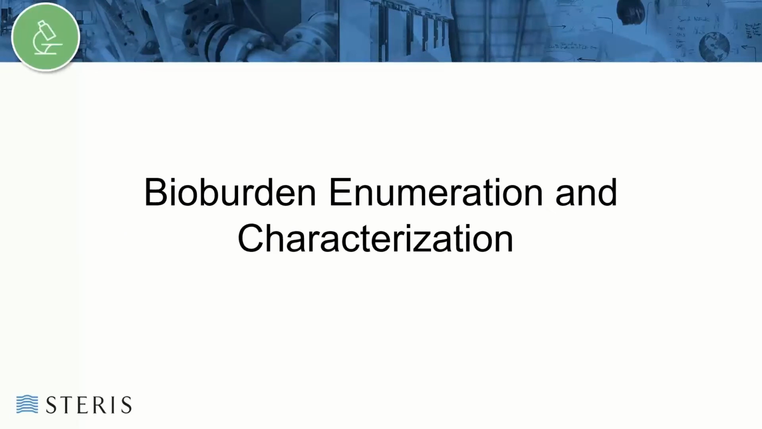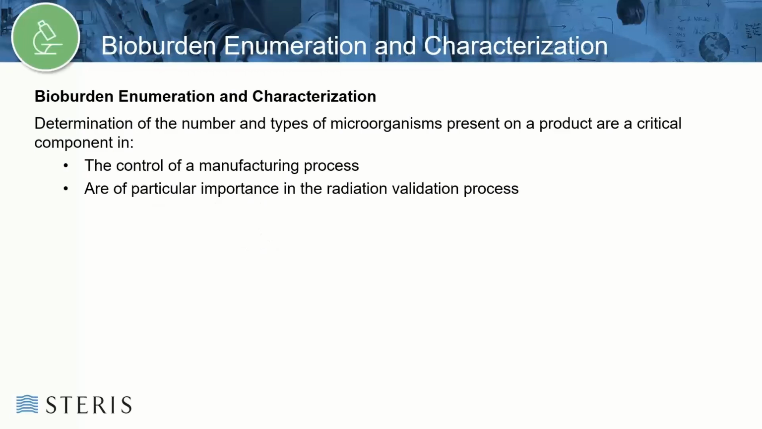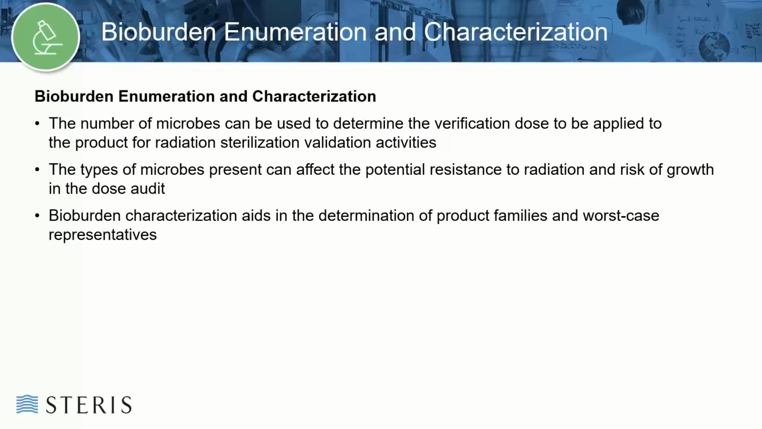Now let's discuss the enumeration and characterization of Bioburden. The determination of the number and types of microorganisms present on a product are the most critical components in the control of a manufacturing process and are of particular importance in the radiation validation process. For radiation, the Bioburden data on the number of microbes can be used in conjunction with the applicable table and the standard to determine the verification dose to be applied to the product prior to sterility test or the substantiation of a minimum routine dose.